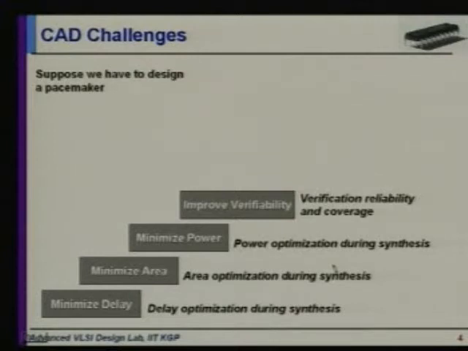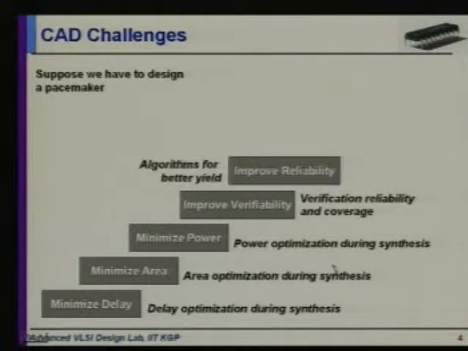Then improve verifiability. We need to make circuits more verifiable. We need to make the manufacturing process more reliable so that the number of defects in the chips that we manufacture is not very high, right? Now as you go for more and more compaction, as you reduce the transistor geometry, the chances of error in the fabrication grows, right? So you need to see how to tackle that effect.